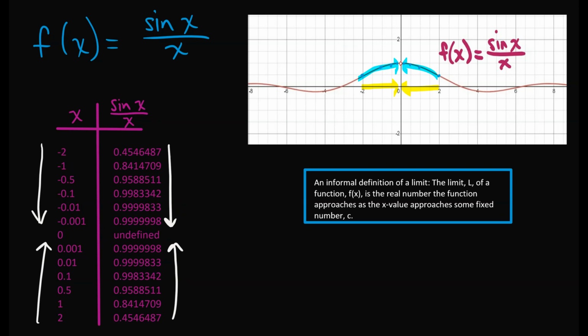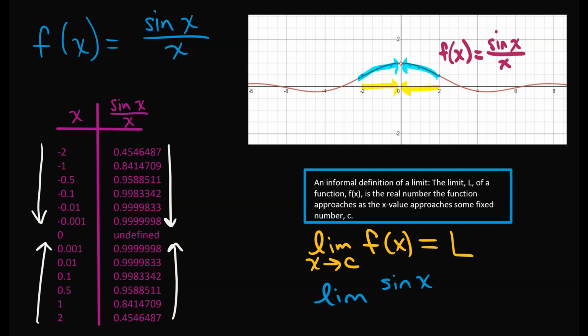An informal definition of the limit says the limit, which we'll call L, of a function f of x is the real number the function approaches as the x value approaches some fixed number we'll call c. The notation for that is we will write that the limit of our function as x approaches some number is L. So for the example we just did, we would say that the limit of sine of x over x as x approaches 0 is 1, because 1 is the number the function was approaching.